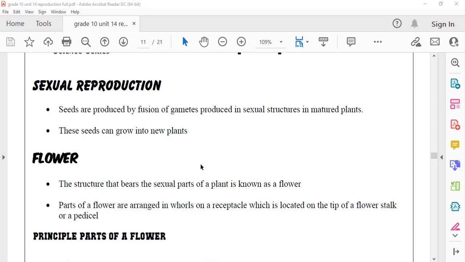The gametes, when they fuse, make a zygote. The zygote will grow into an embryo. That embryo is situated inside a seed. The seed will grow into a new plant. So this is how reproduction occurs in plants. If you mark it in a flow chart, you can mark like this.